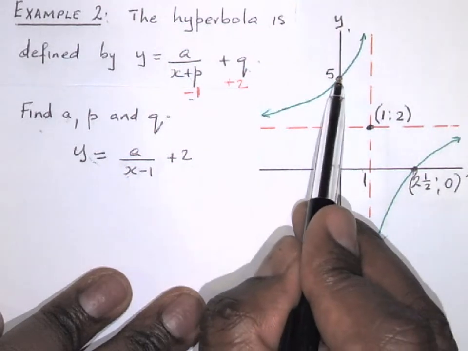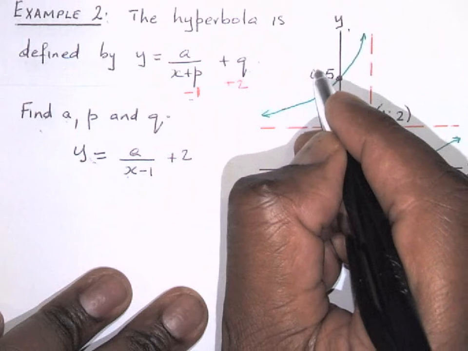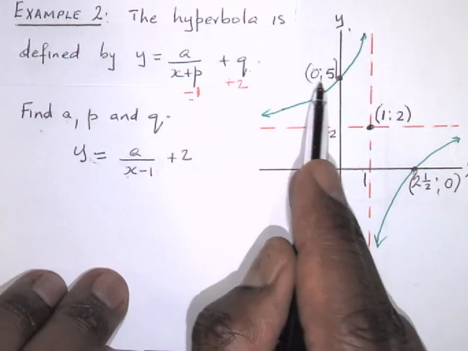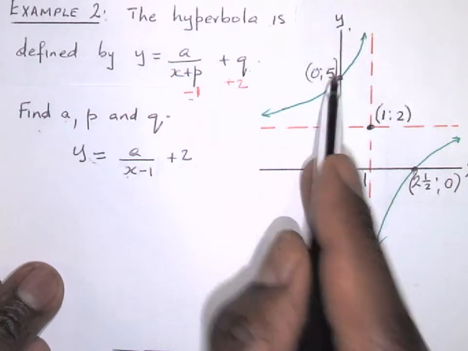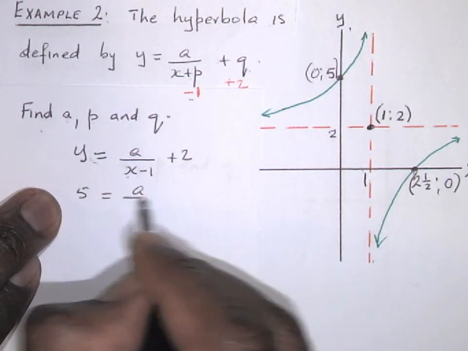But the coordinates here, the x value is 0 and that's the y value. So this point is 0, 5. I think this one is easier to use. X is 0, y is 5. Y is 5, I substitute 5 equals a, which I don't know.